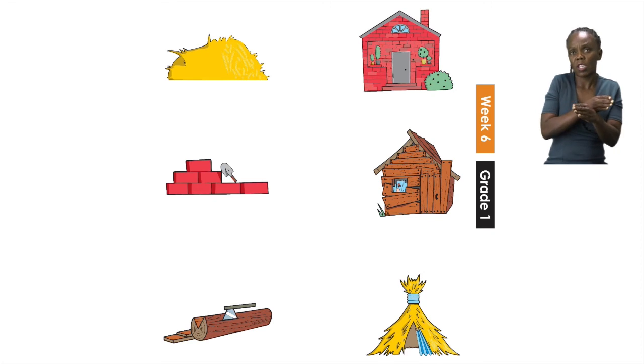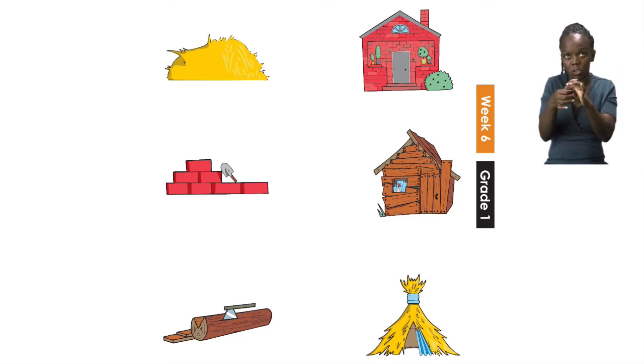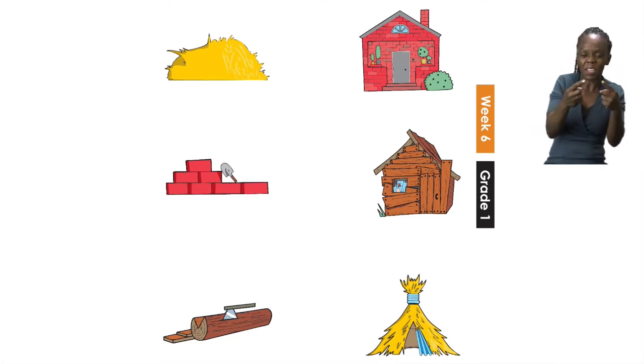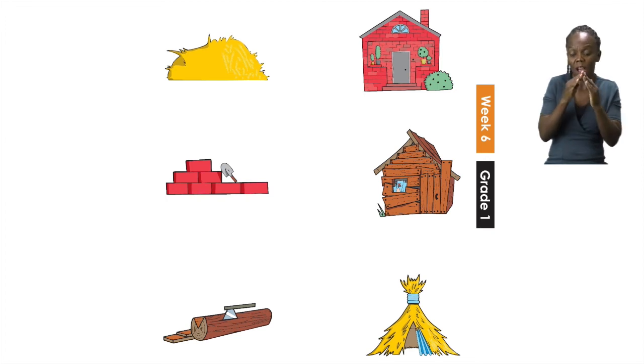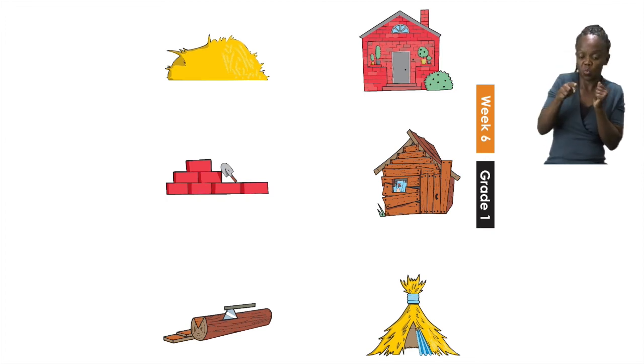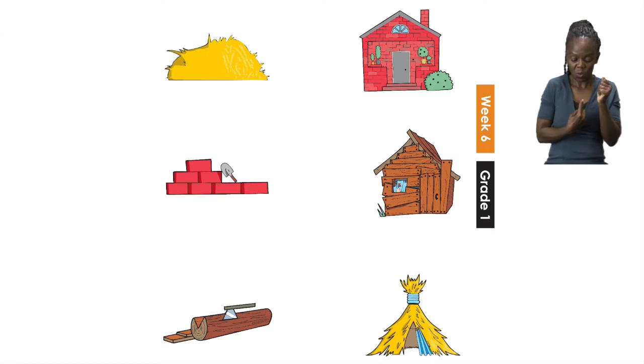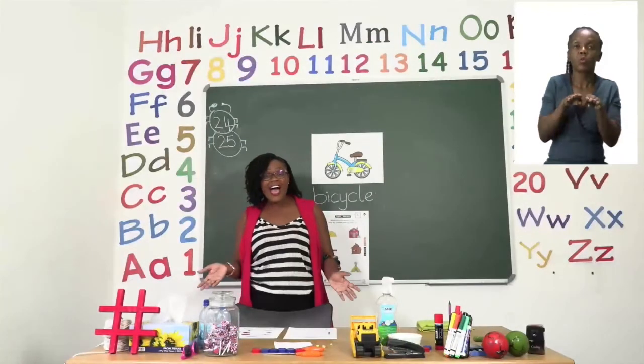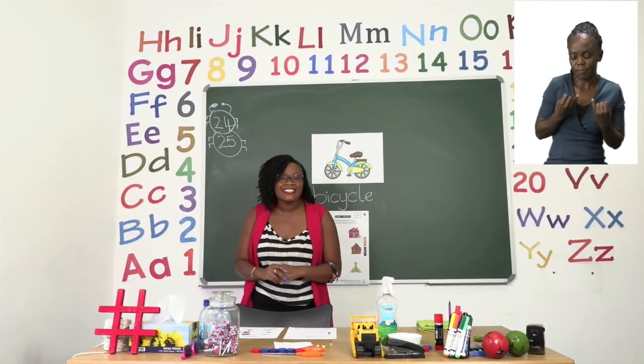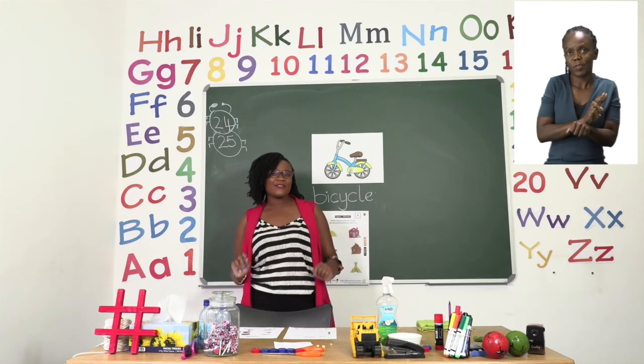It is your job to match the material on the other side with the house. Make a straight line from the material to the house. And I know you're clever because you can definitely see which one is for which house. Take your time, have fun with this one, and I will see you later on after this advert break.